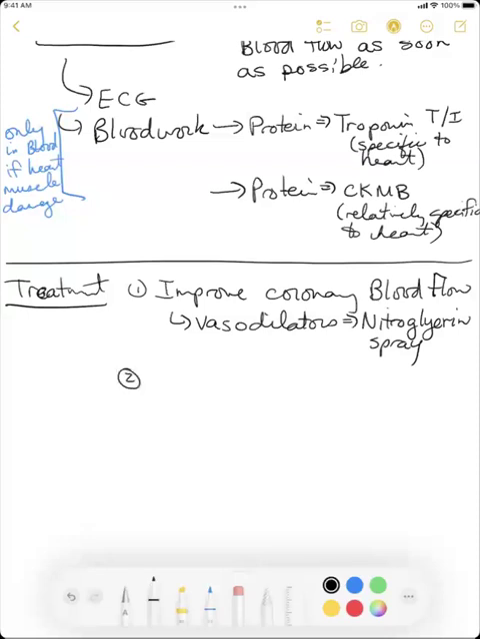The second type of medication is kind of interesting. We can use beta blockers. Remember, beta blockers slow the heart rate down to increase coronary blood flow. This one is a weird one to think about.